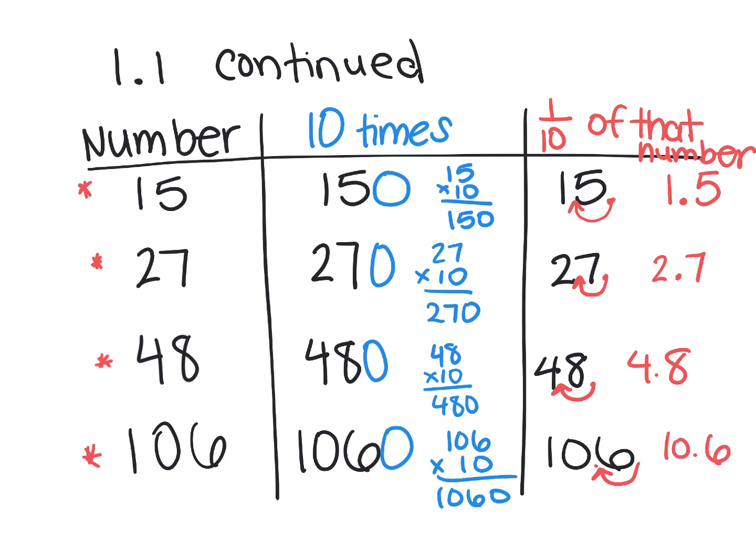So notice that common trend. 10 times we're moving our decimal point to the right, we're adding that 0. 1/10 we're moving our decimal point to the left. So 10 times your number is getting larger, 1/10 your number is getting smaller. This has been 1.1 of Go Math, Place Value and Patterns.